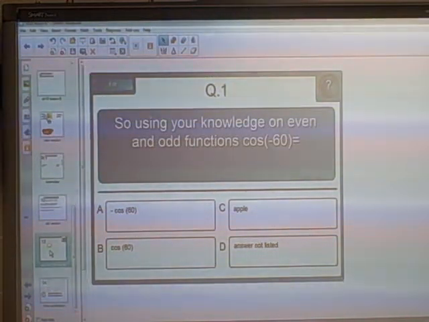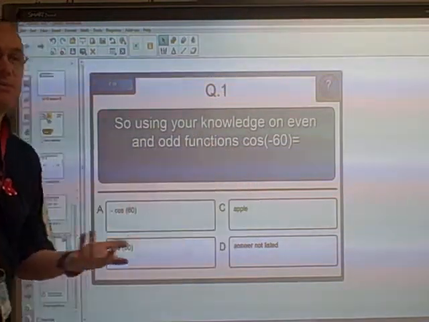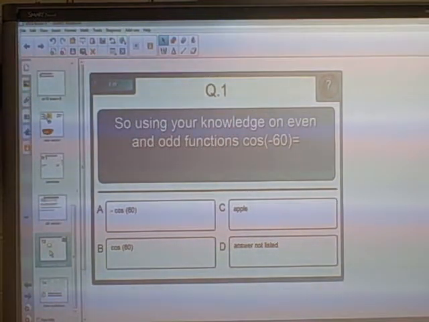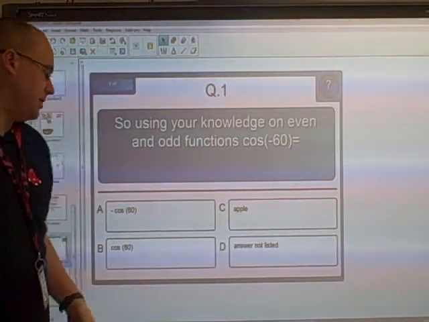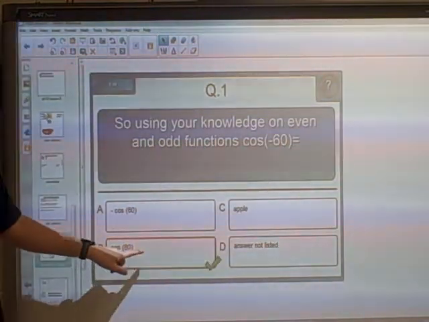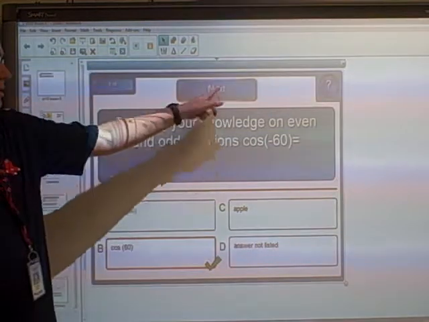First thing we're going to figure out for cosine, thinking about the graph, is that an even or an odd function? That's an even function. Therefore that tells us for even functions the two values should be the same. So cosine of negative 60 should be the same as cosine of positive 60, and indeed it is.